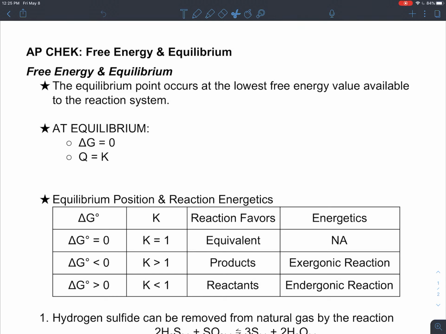Okay, let's take a look at this check on free energy and equilibrium. So we've been looking at free energy, delta G, and now we have to combine that with our understanding of equilibrium. So the equilibrium point occurs at the lowest free energy value available to the reaction system. That's the classic statement there. And so we're going to take a look at some of these scenarios.